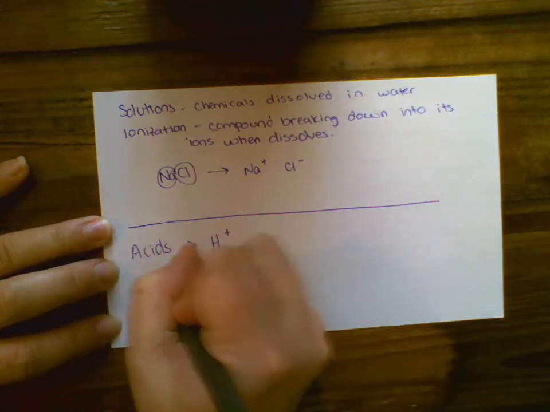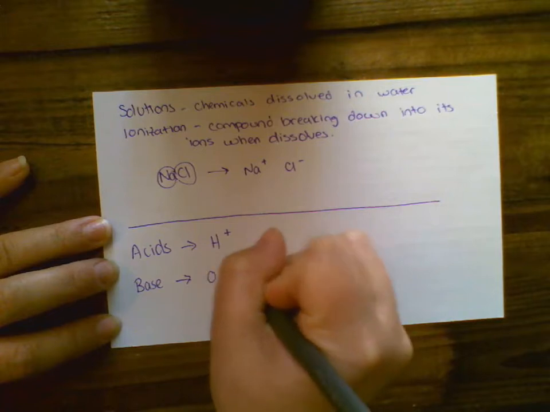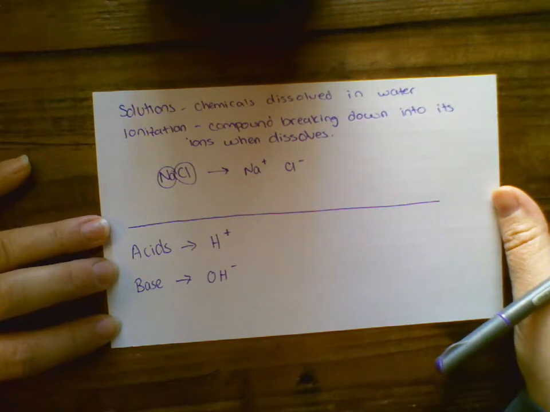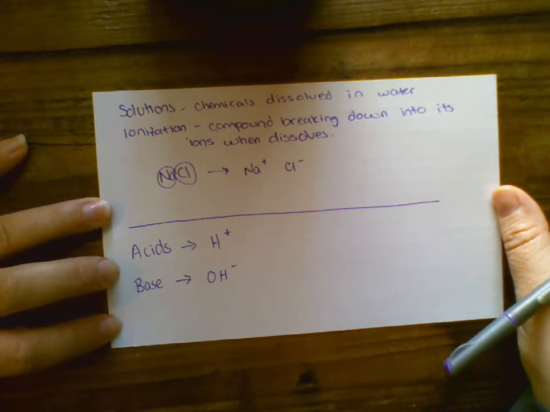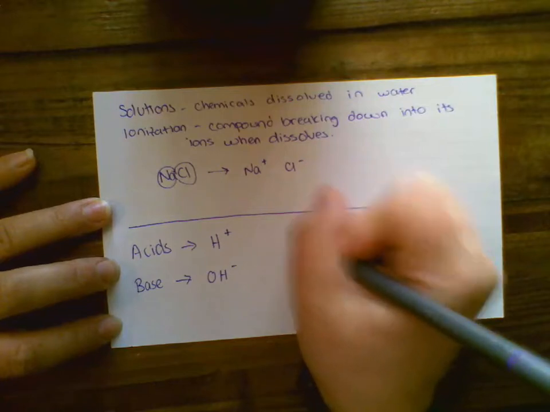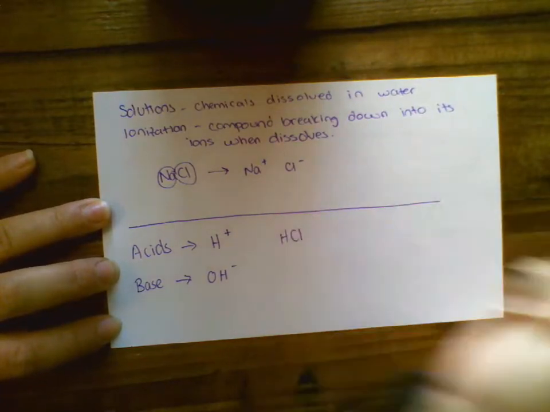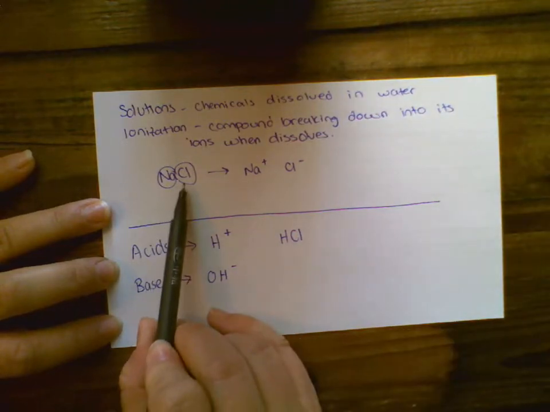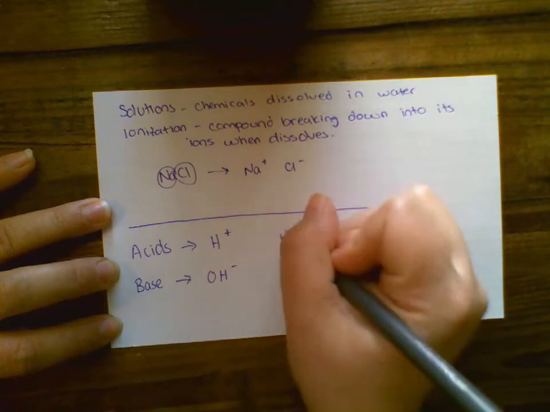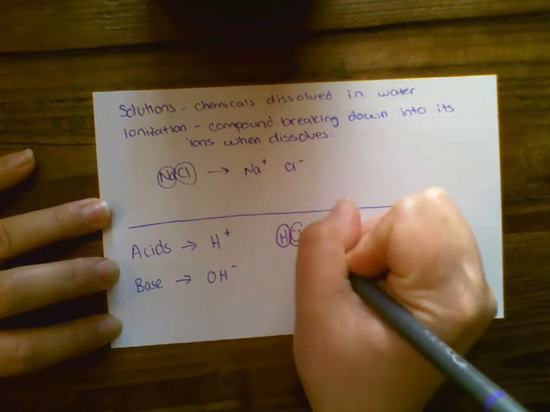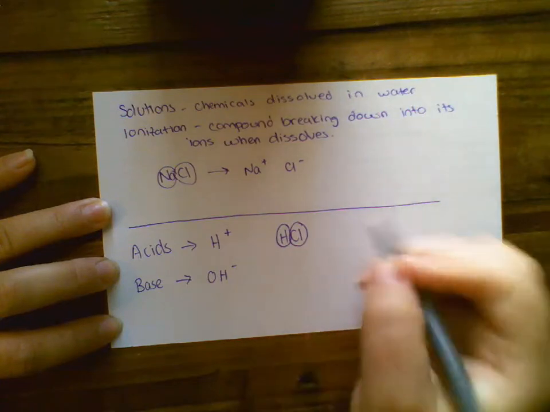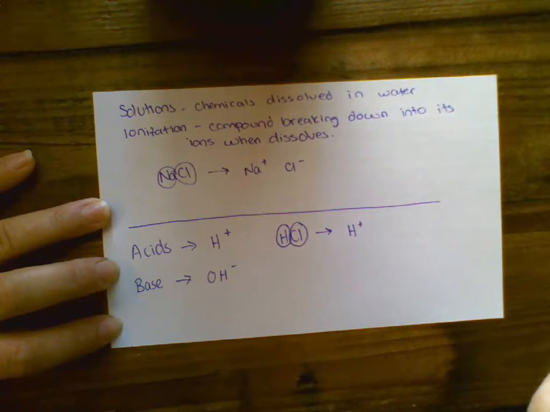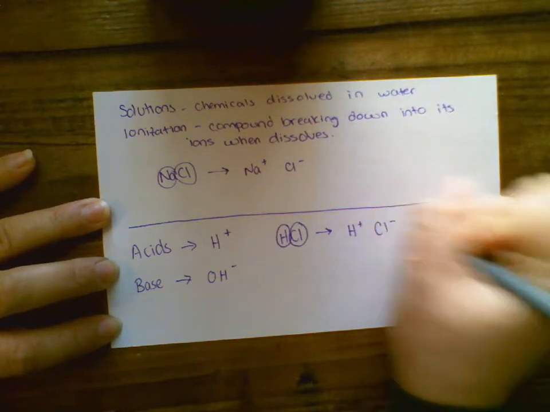Bases have OH minus. Okay, so what do I mean by that? So if we look at a pretty common acid, HCl, we've used this acid already in class. It works the same way that our NaCl molecule did up here. Okay, we've got an H that's attached to a Cl. This is our molecule. When it dissolves in water, it's going to break apart so that we've got an H plus and a Cl minus.